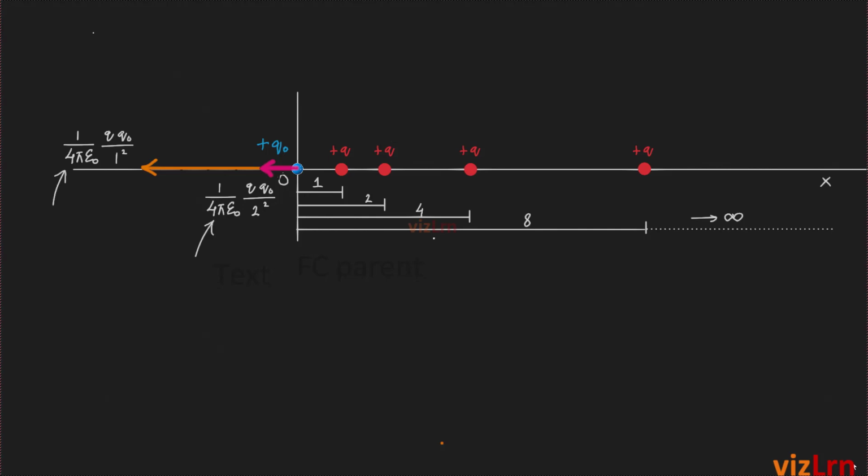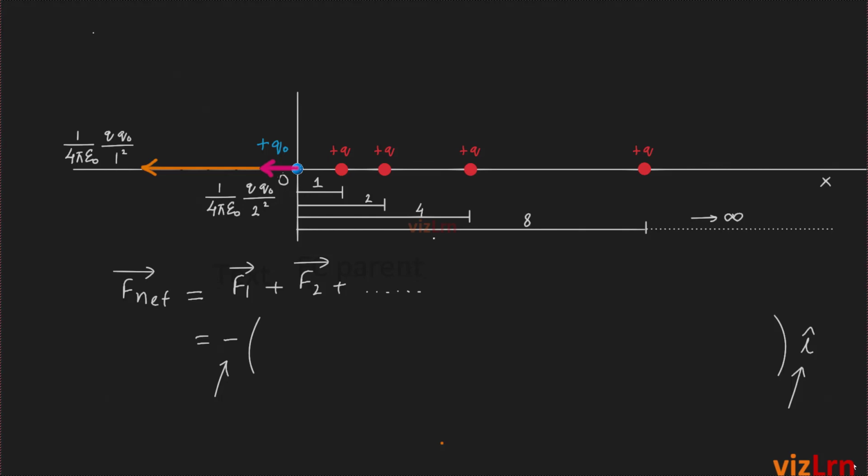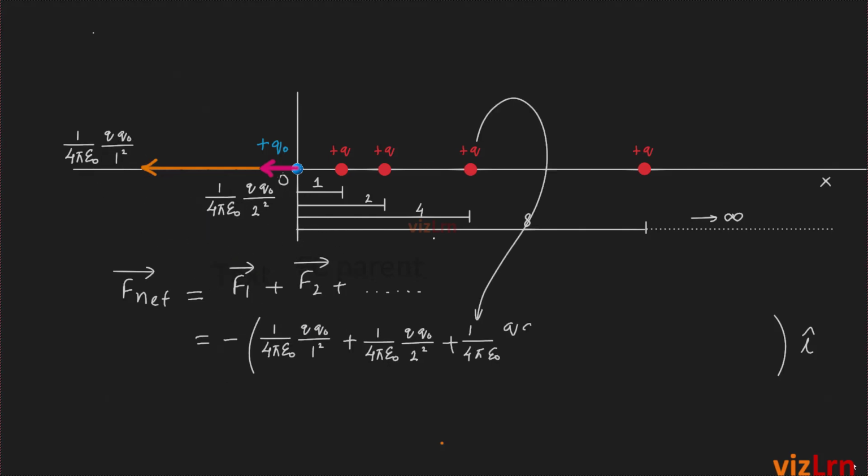Now we know the forces because of these charges on q naught, but what is the net force acting on q naught? And luckily for us, Coulomb's force follows the principle of superposition. So the net force on q naught is the vector addition of all the forces acting on q naught at O. And since we know the direction of all these forces is towards the negative x-axis, we just have to add these forces to get the total force.